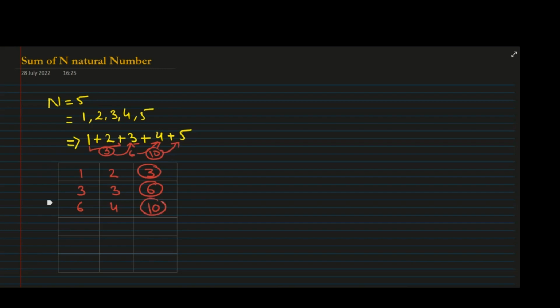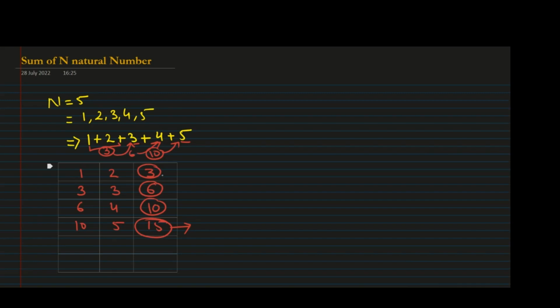So this 10 will be used to calculate the sum of the next value. We will use the result of the previous addition, which is 10, and add the next value to it. The next value is 5, so it will give us 15. So finally we will return this addition. 15 is the result of the first 5 natural numbers.